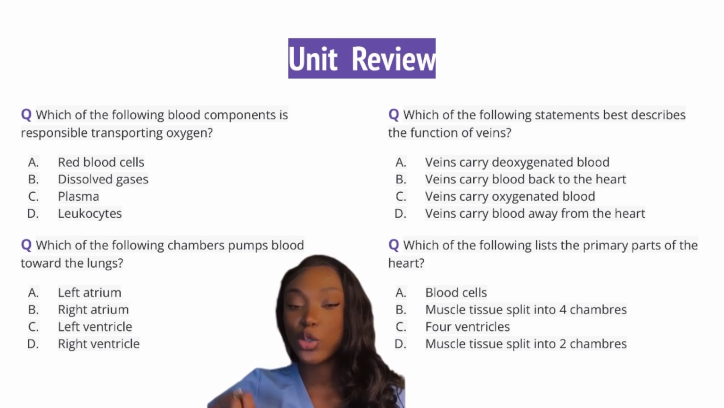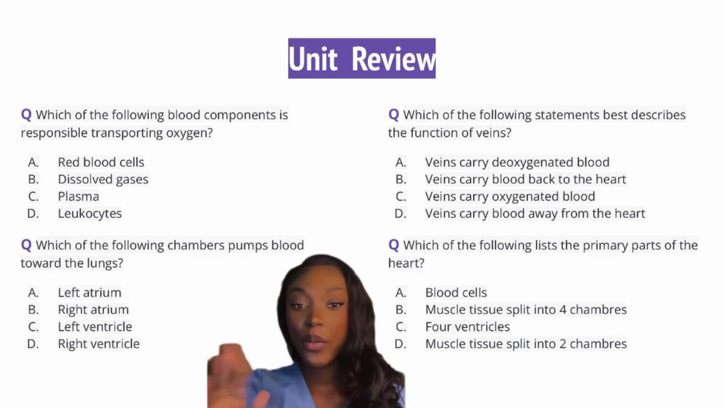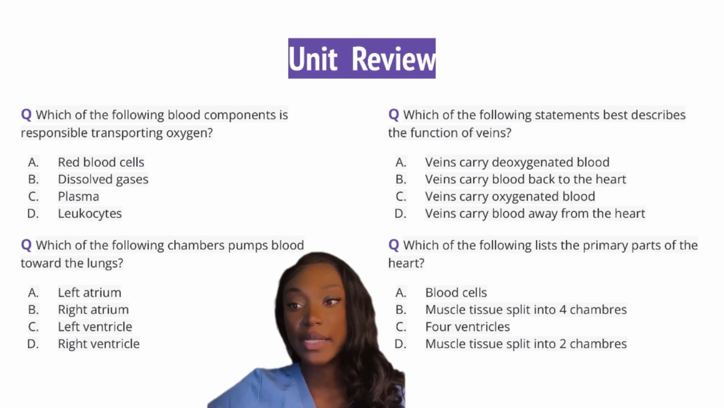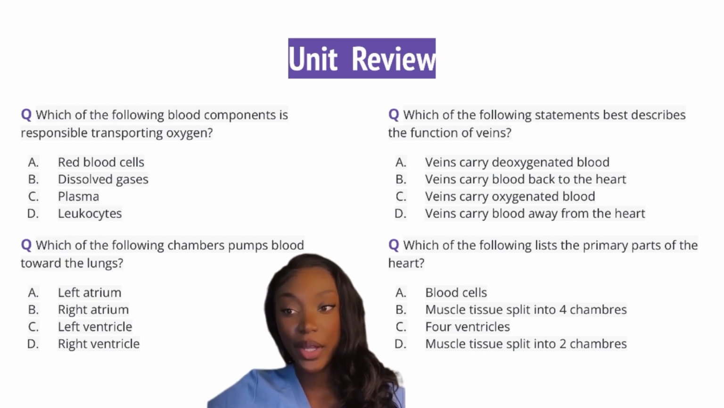This one you need to draw the heart yourself and remember what we've just learned. But the third question is, which of the following statements best describes the function of veins? A, veins carry deoxygenated blood. B, veins carry blood back to the heart. C, veins carry oxygenated blood. D, veins carry blood away from the heart.